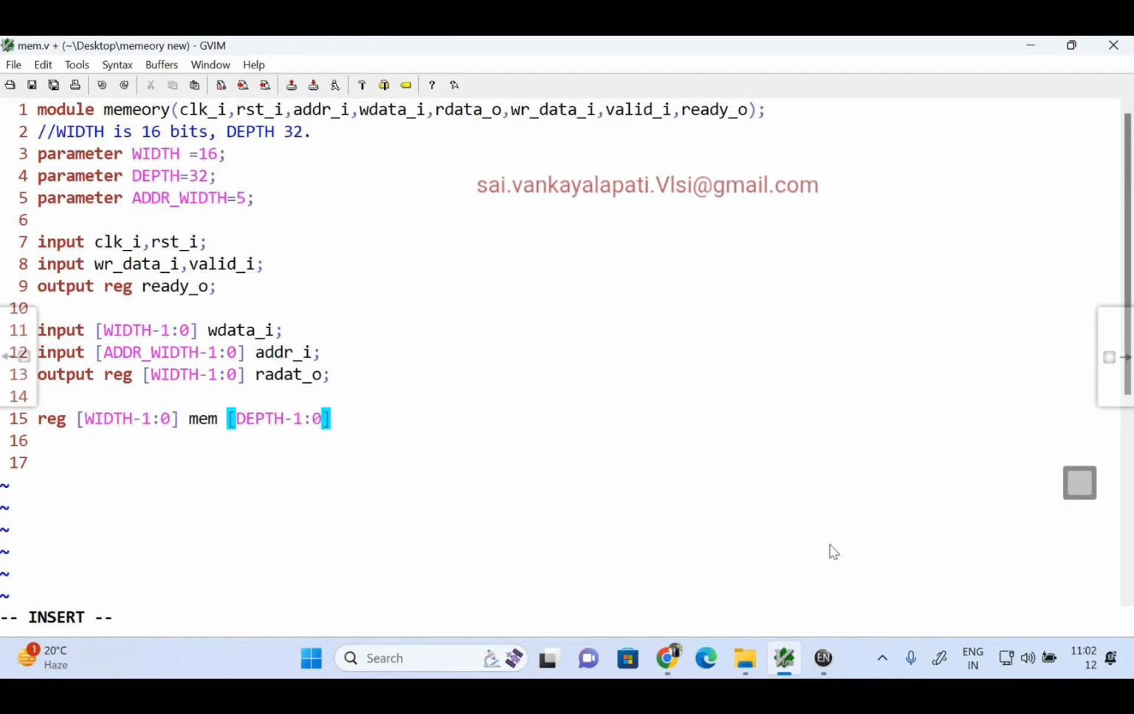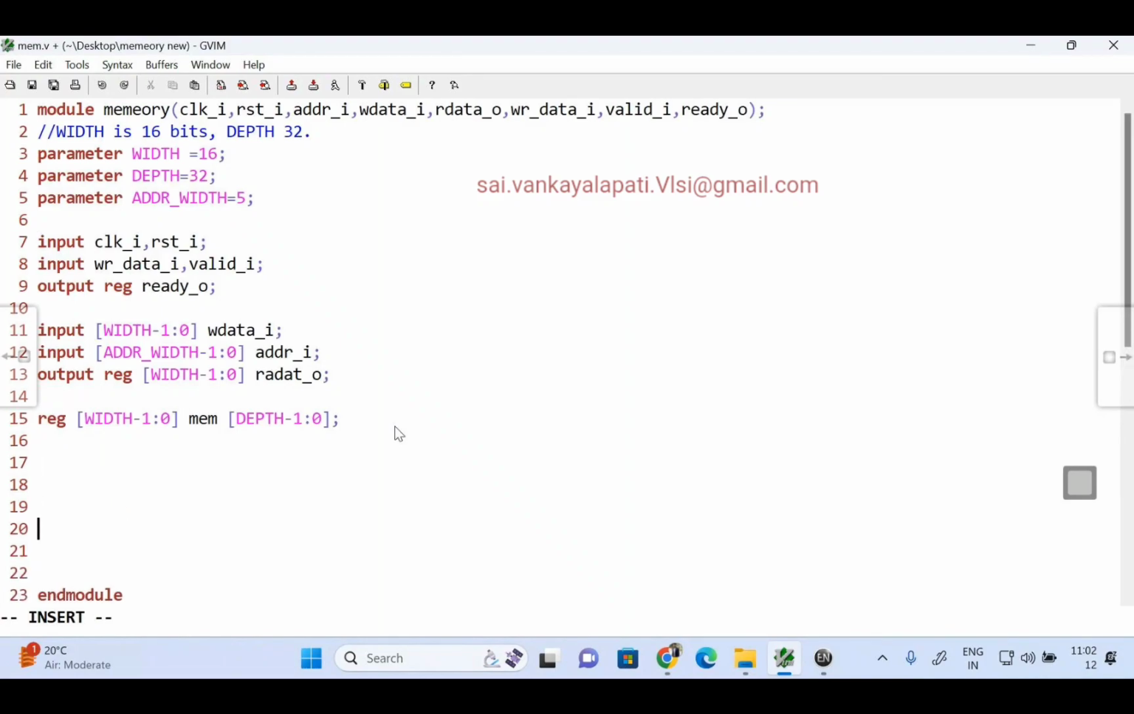Now the width is 16 bit. The depth is 32. Based upon depth we are calculating the address width. You can understand this: first you understand how to do the port list and then port declaration, right? Then I'm going to do end module. Module and then end module.